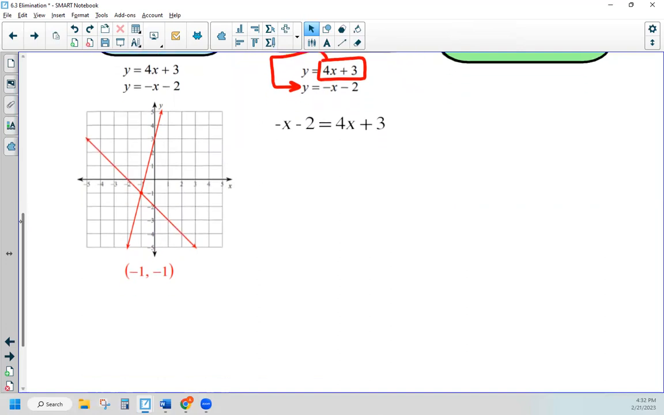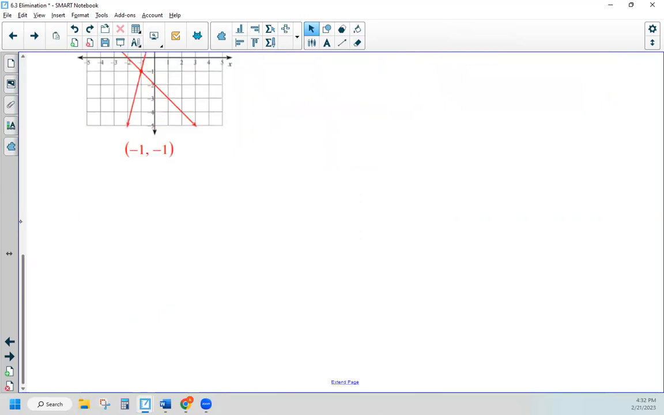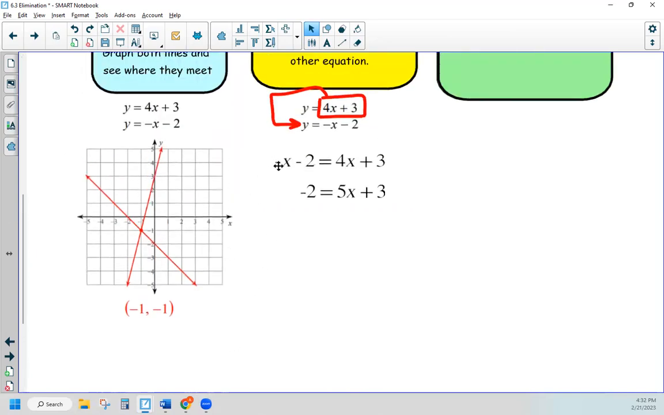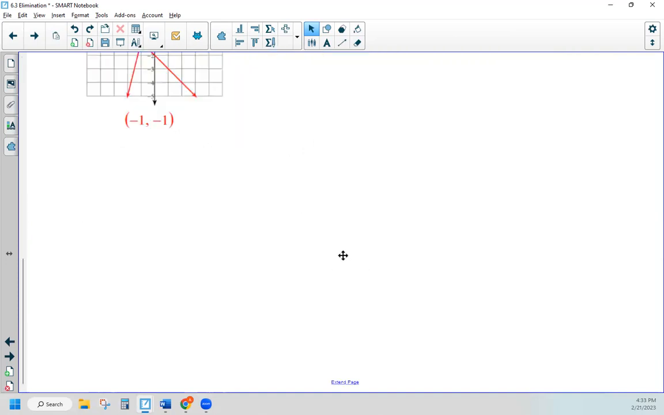From here, we can isolate or solve for x. I can take that negative x to the other side. All right, so I can take this negative x right here to the other side by addition because it's the opposite. And now we'll have 5x here. Then I can take this 3 to the other side by subtraction. And we know that a -3 and a -2 makes -5.